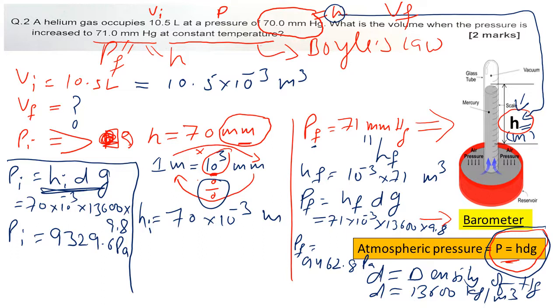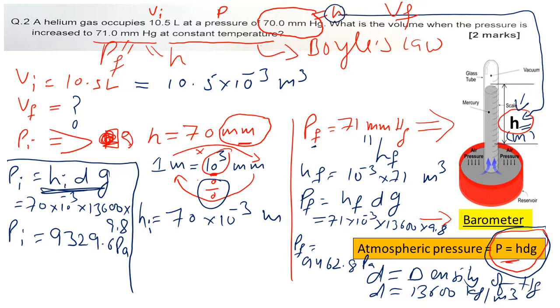This volume you have to find out. Now the pressure, this pressure value given, this is the initial pressure. But for this pressure, the exact pressure value is not given. For this pressure value, the value of the H is given. This H is 70 millimeter of mercury. So here we will use the density of the mercury.